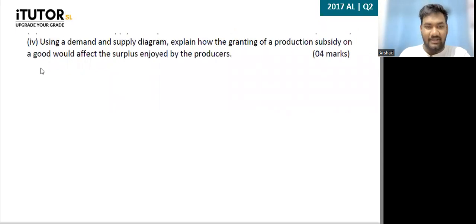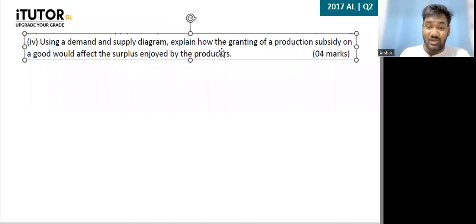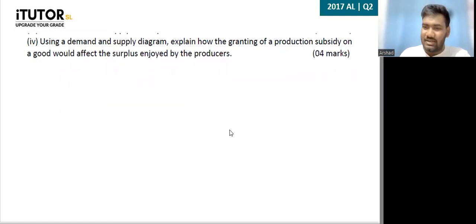Okay. Skipping. Good. Using a demand and supply diagram, explain how granting of a subsidy on a good would affect the surplus enjoyed by producers. Okay, actually, this question looks a little hard, but it's actually a very easy question, guys. You know what you should do? For a question like this, remember in my theory or revision class, when I teach you, I put letters and teach. I say consumer surplus before is A, after is now A and B. So you can take an approach like that. So you can draw a diagram. They're asking using a demand and supply diagram, show how a subsidy will affect the producer surplus.